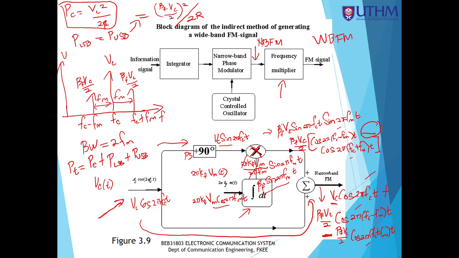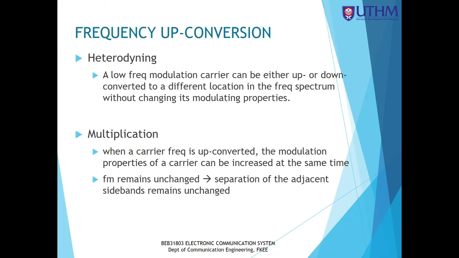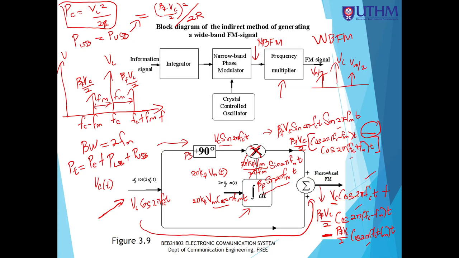Remember in AM, if you remember in AM, we have the frequency spectrum VC, and then VM over 2, and then here we have VM over 2. So what I saw previously is that students tend to use these kind of things. They remember that the amplitude of the spectrum is the same as in the double sideband full carrier, which is wrong.